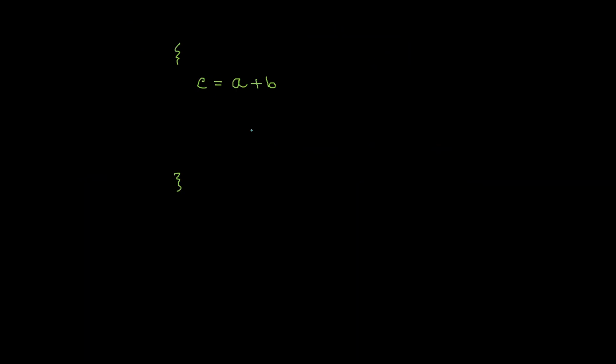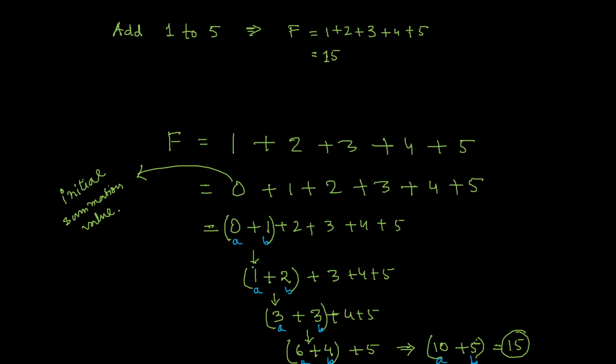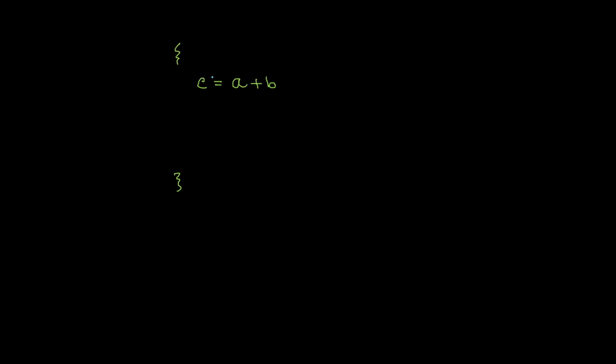Fine. Next time when this statement gets executed again, this A must contain this one. What is this one? It is what was C in my previous assumption. That means whatever result comes in C should come in A. So you must write A equal to C, so that next time when it executes, A will contain the new result.